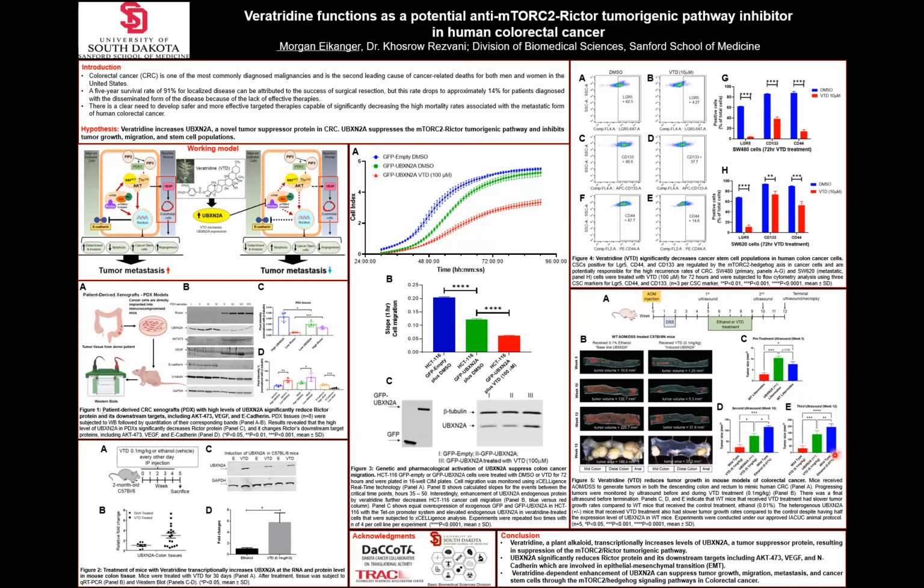Now looking at this third group of mice represented in the green, these are UBXN2A plus minus mice. So they have half the amount of UBXN2A expression as their wild-type counterparts. Looking at panel C, it makes sense that these mice have more tumor growth than the wild-type mice. But interestingly, after VTD treatment, these mice had less tumor growth than the mice that received ethanol, despite having half the expression level of UBXN2A.